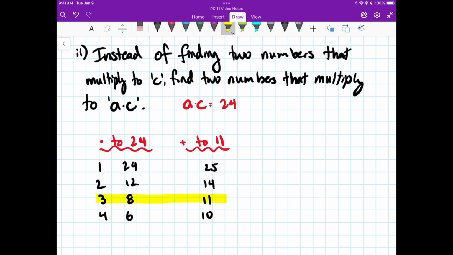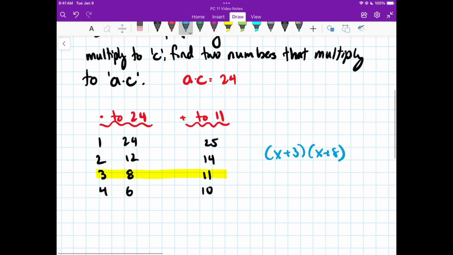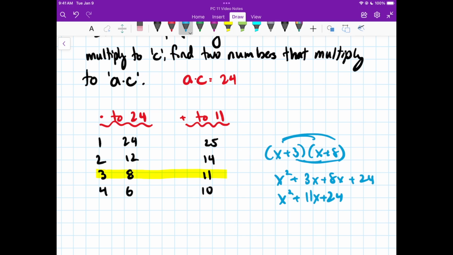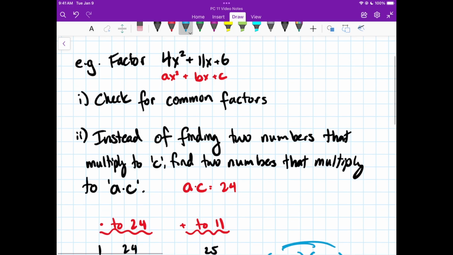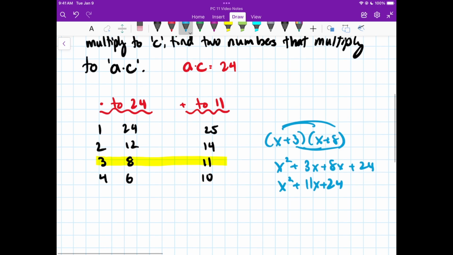And so if we were factoring this the way we would if there was no a value, we would just take those 2 numbers and we'd say, oh, hey, we're done. It's x plus 3 times x plus 8. But if you multiply that back out and you FOIL, you'll see that you get x squared plus 3x plus 8x plus 24, which, hey, we've got the 24. That seems okay. But when you simplify that, we get this, which is not the polynomial that we started with, right? We wanted 4x squared and 6, not x squared and 24. So something's gone wrong here. So we've got to change our methods slightly.